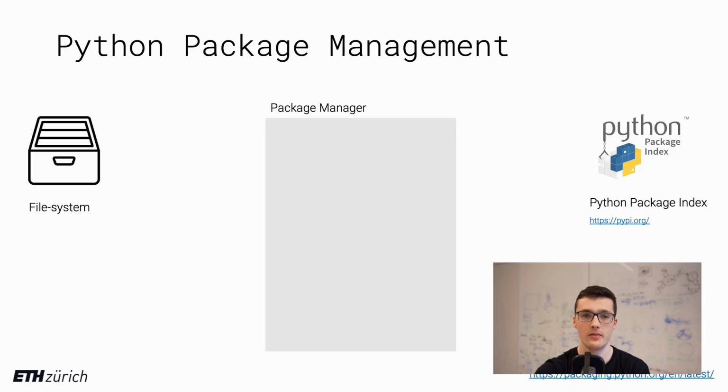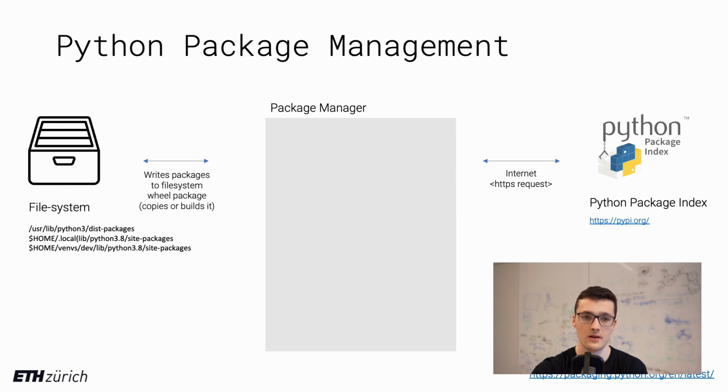Now I want to explain to you in a little bit more detail what actually happens in the Python package manager itself. You can see on the left you have your file system where you need to install your packages, and on the right you have the Python Package Index, which is basically a website where developers can upload their packages. And the Python package manager is now responsible for using the internet to get those packages onto your local machine and then install them and write them to the correct locations in your file system. For this, I put down here 3 example paths where these packages might be installed, but this is strongly dependent on your system, so you need to check this out on your own.